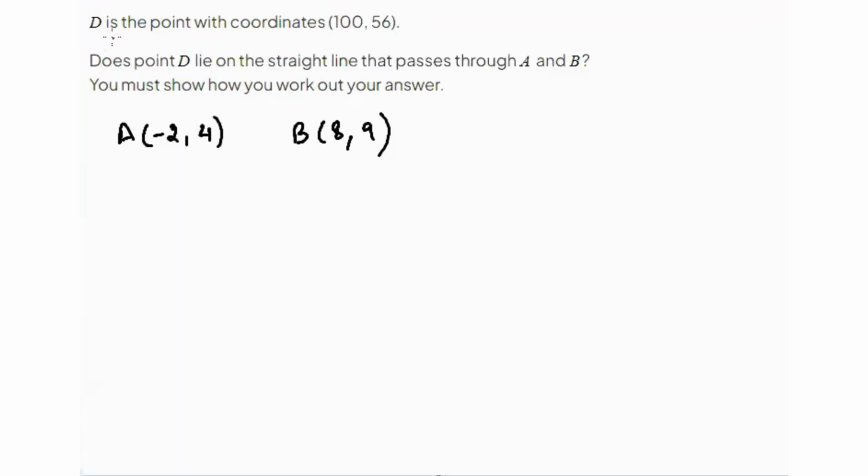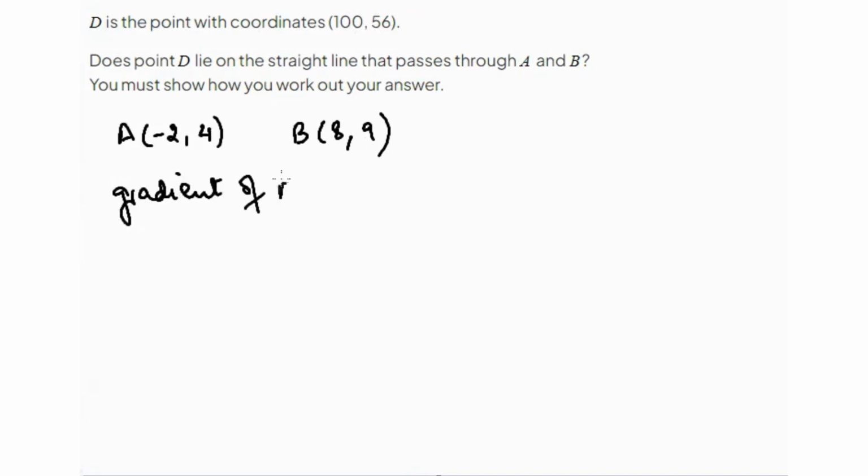Now, the next part says that D is the point with coordinates (1, 56). Does point D lie on the straight line that passes through A and B? You must show how you work out your answer. So A and B had the coordinates of -2, 4, and 8, 9. So first we need to make the equation of the line for AB. To do that, first we start with finding the gradient.